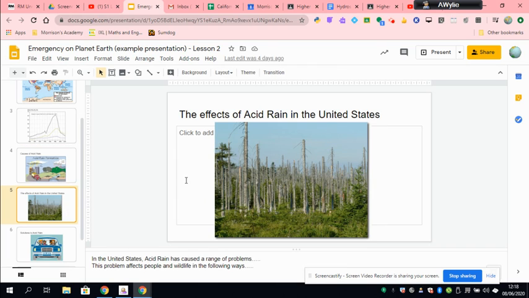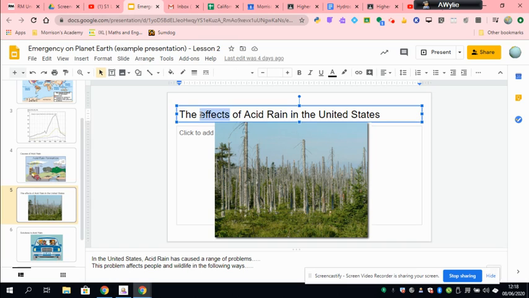Okay, we're getting near the end now. You are now onto the effects. The first key thing when you're writing about the effects is that effects is a plural word. So you are being asked to identify more than one effect. So a minimum of two, but you are allowed to do more, and I would encourage you to do more.